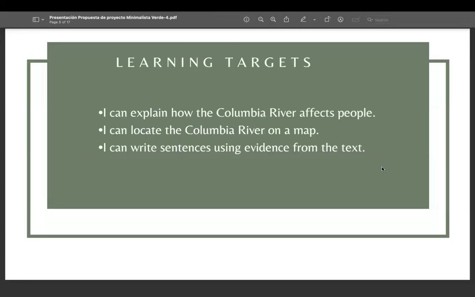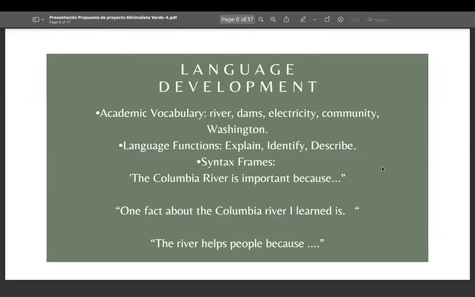And so the learning target is: I can explain how the Columbia River affects people. I can locate the Columbia River on a map, and I can write sentences using evidence from the text. And then for language development, for academic vocabulary, they will have river, dams, electricity, community, and Washington. The language functions are explain, identify, and describe. They will also be provided with syntax frames. For instance, the Columbia River is important because, one fact about the Columbia River I learned is, and the river helps people because.